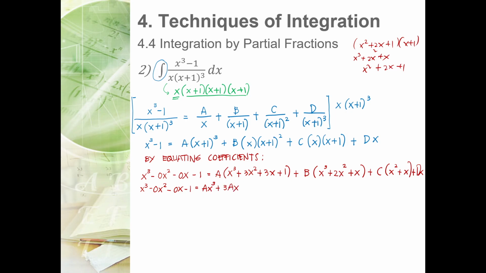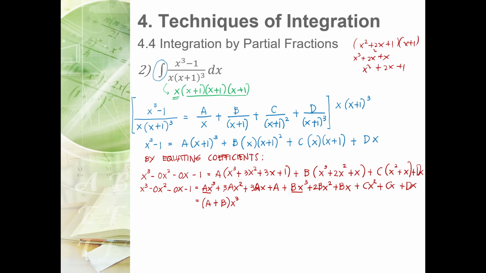So expanding the terms: Ax cubed plus 3Ax squared plus 3Ax plus A. Then Bx cubed plus 2Bx squared plus Bx, plus Cx squared plus Cx plus Dx. By this time, we can now equate coefficients because it's fully expanded. So we can group together the terms immediately. So as not to get confused, let's group them by degree first. Cube first, so Ax cubed, Bx cubed, and there are no C or D cube terms. So this becomes A plus B, times x cubed.